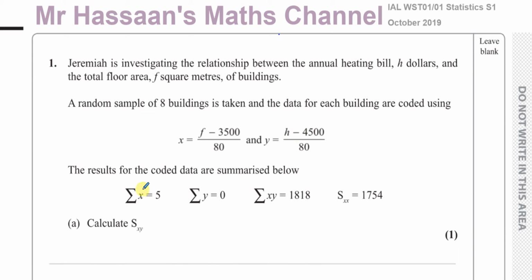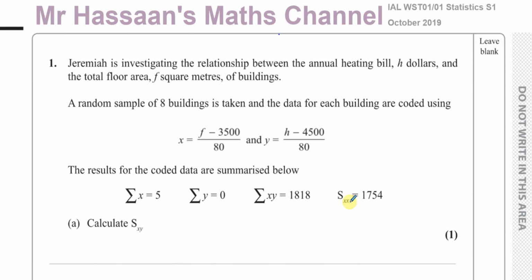So then when he found the sum of those 8 coded values for floor area, he got 5, and he found the sum of those 8 coded annual bill values, he got 0. When he took the coded values of X and Y, multiplied them together and then found the sum of those products, he got 1,818.